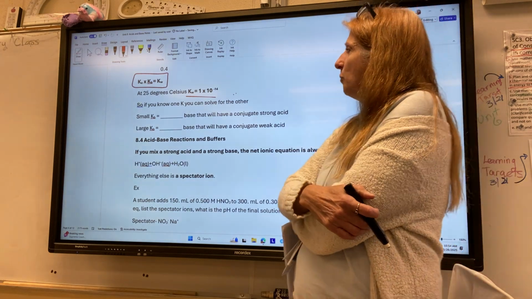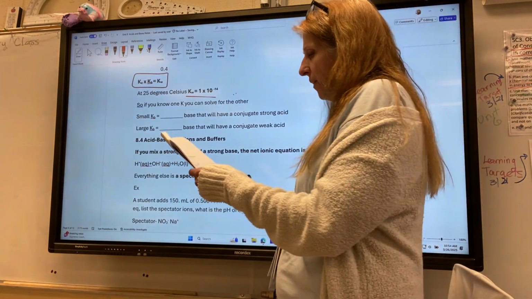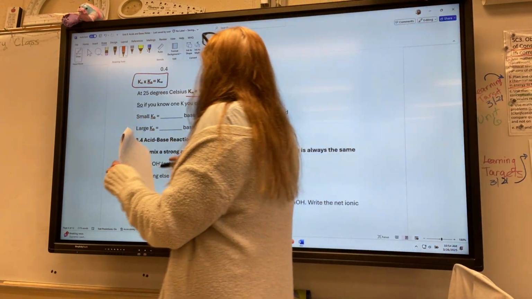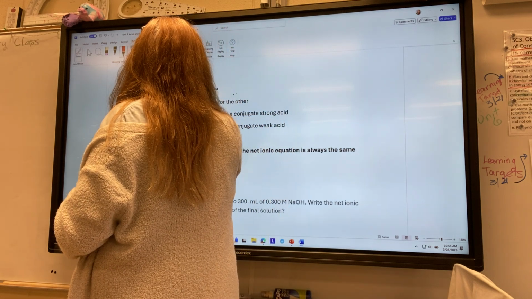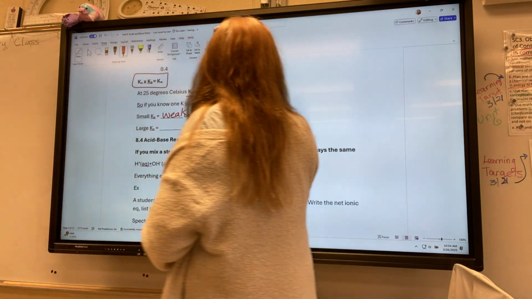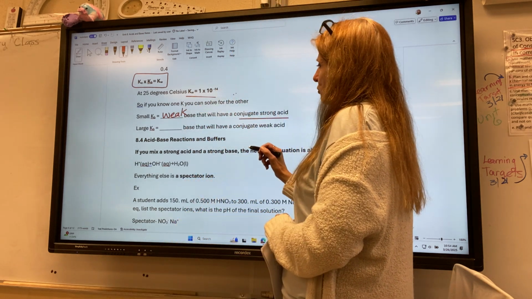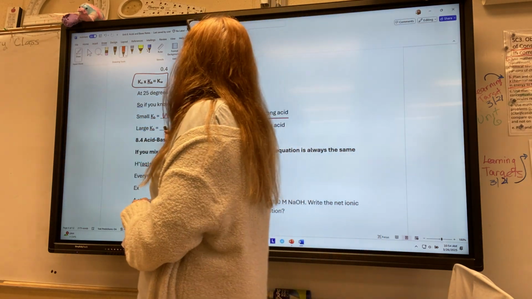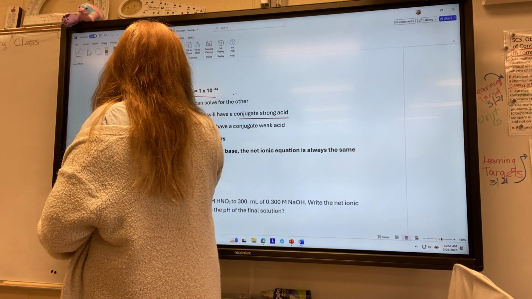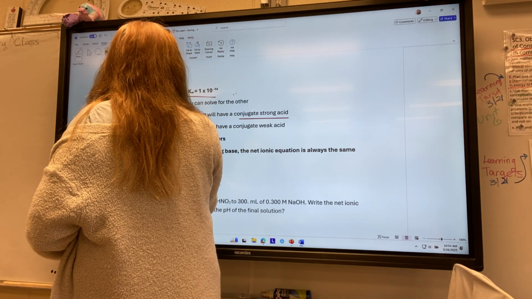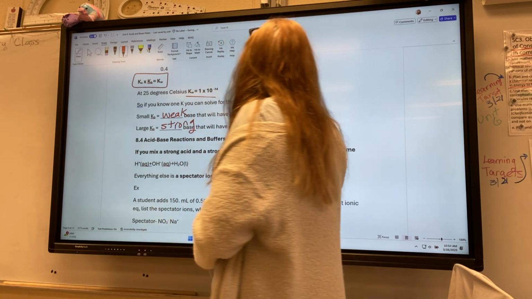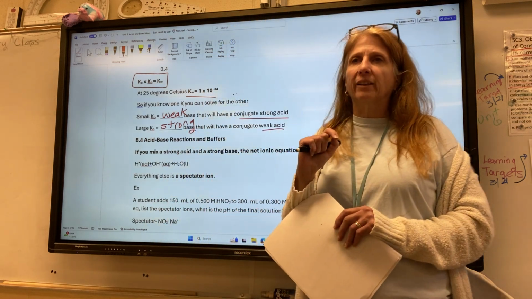Now, you need to know what these K's mean, that if it's a small Kb, it's a weak base. And it will have a conjugate strong acid. When one is weak, the other is strong. If you have a large Kb, it's a strong base. And it will have a conjugate weak acid. When one is weak, the other is strong.